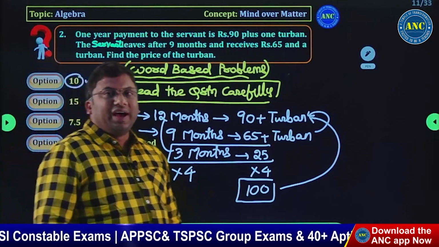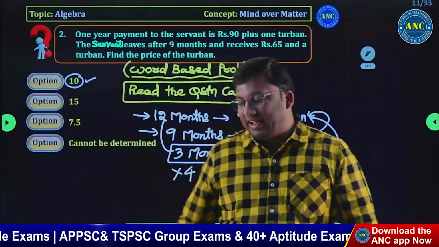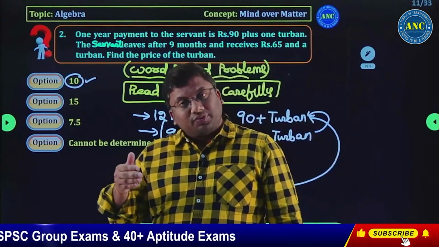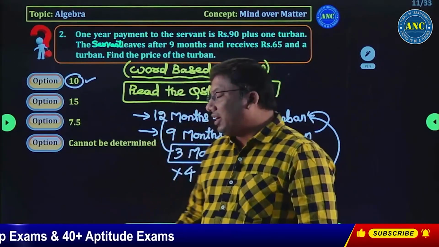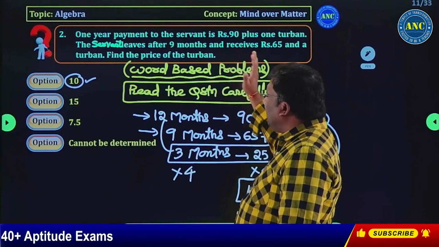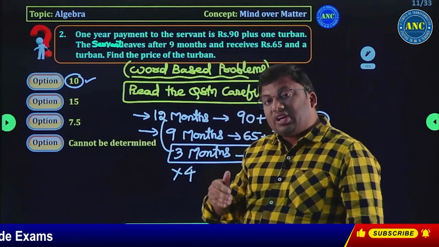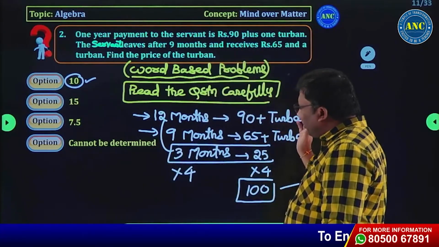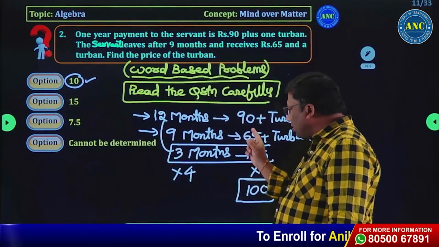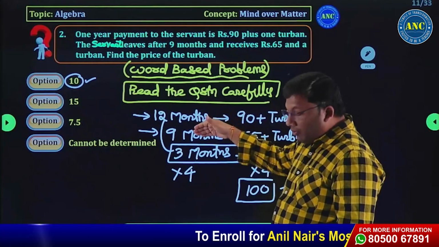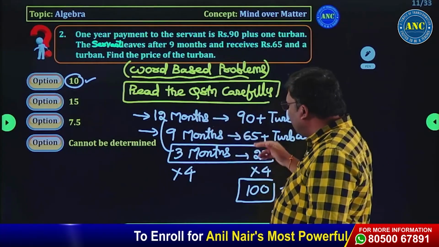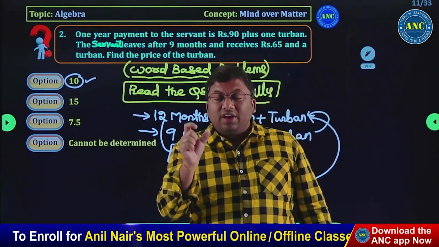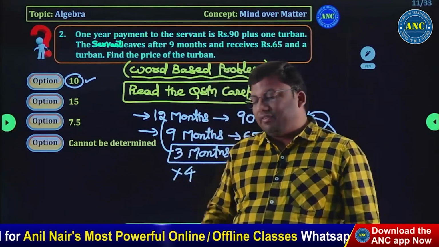I hope the idea is very much clear. Again I am repeating it. A servant works for 1 year. At the end of the year, the owner gives him 90 plus a turban. Suppose if he works for 9 months, he will get 65 plus turban. If he works for extra 3 months, he would have got 25 rupees. For every 3 months, the servant will get 25 rupees.